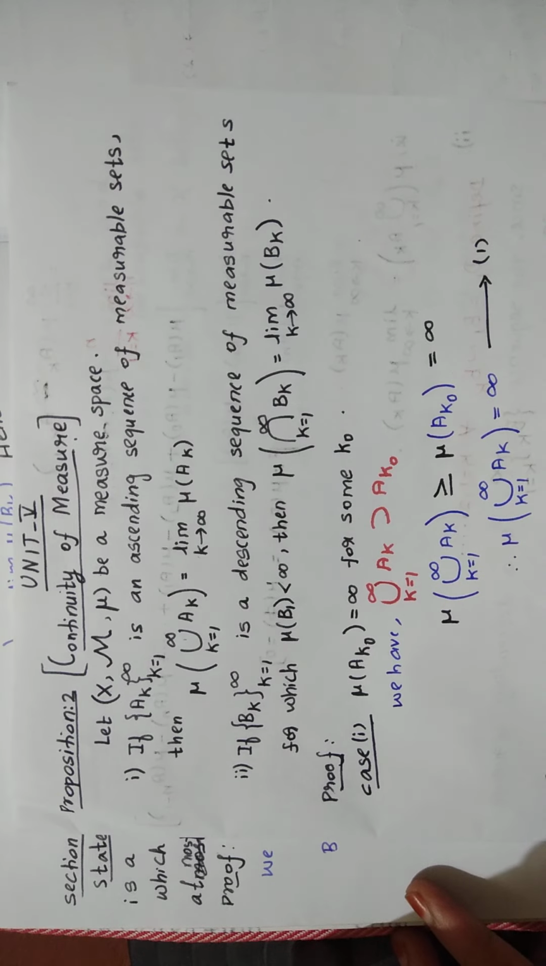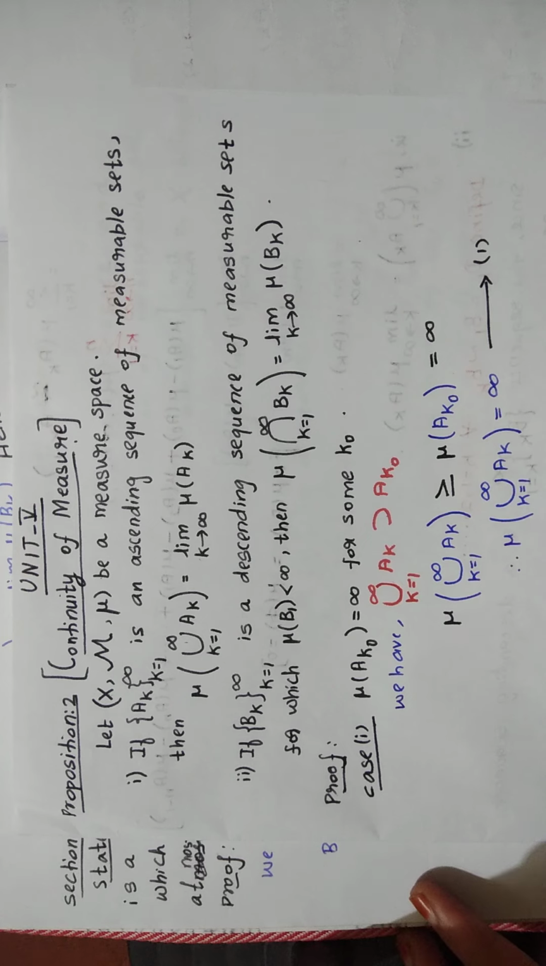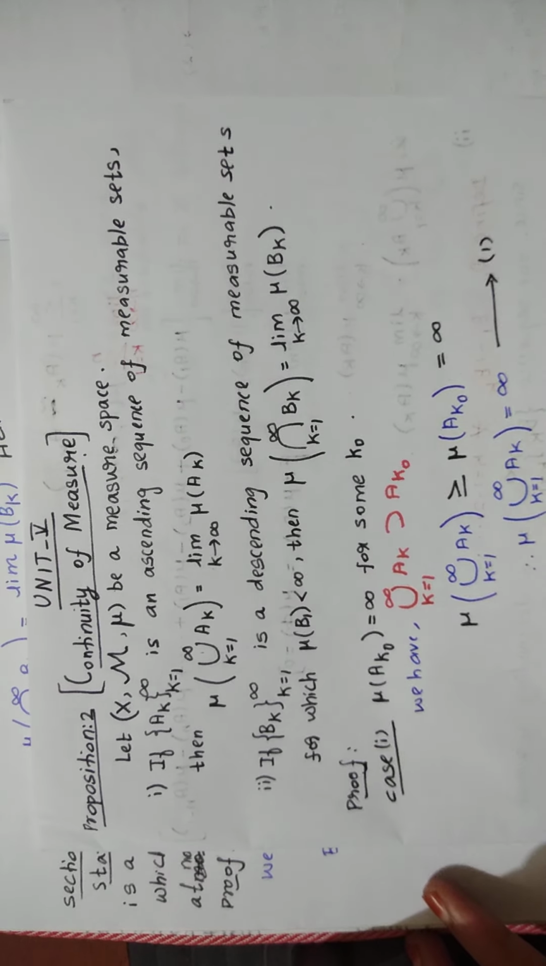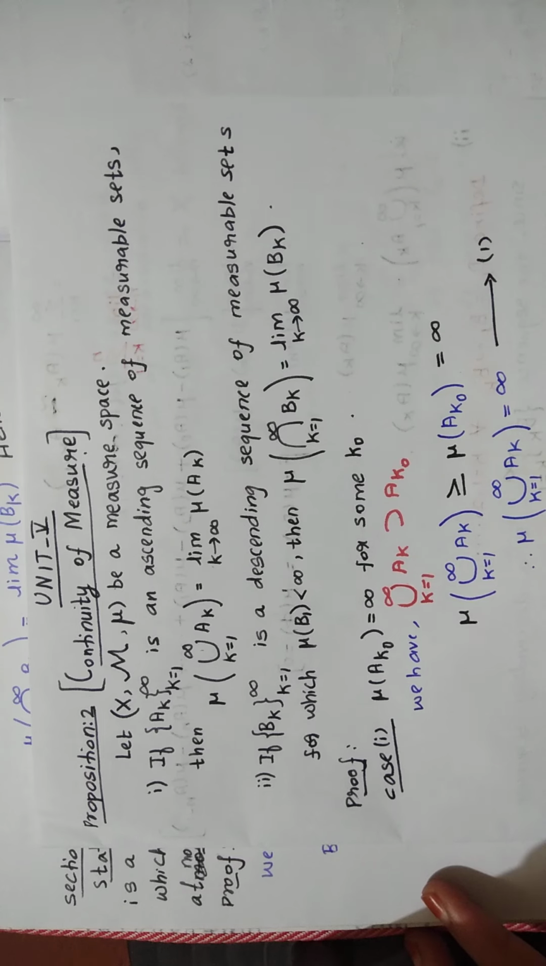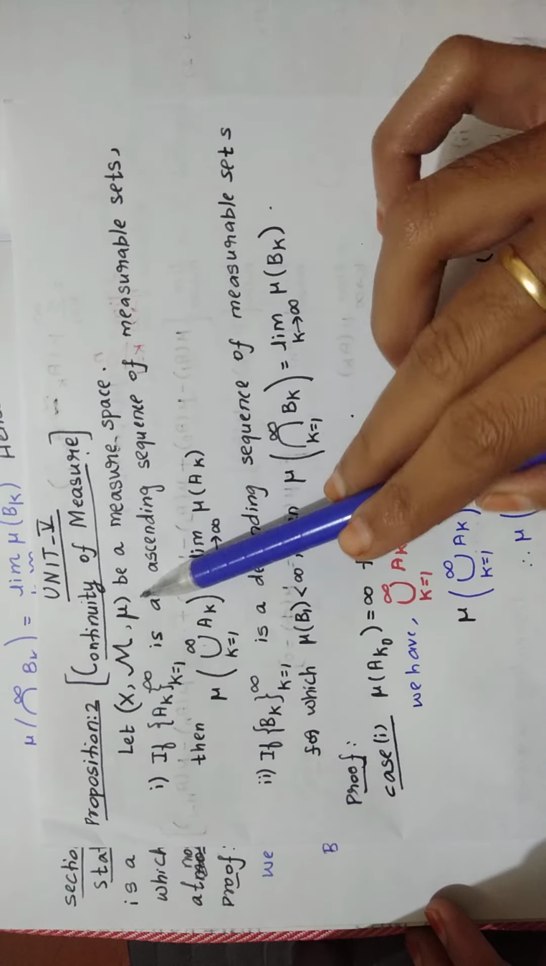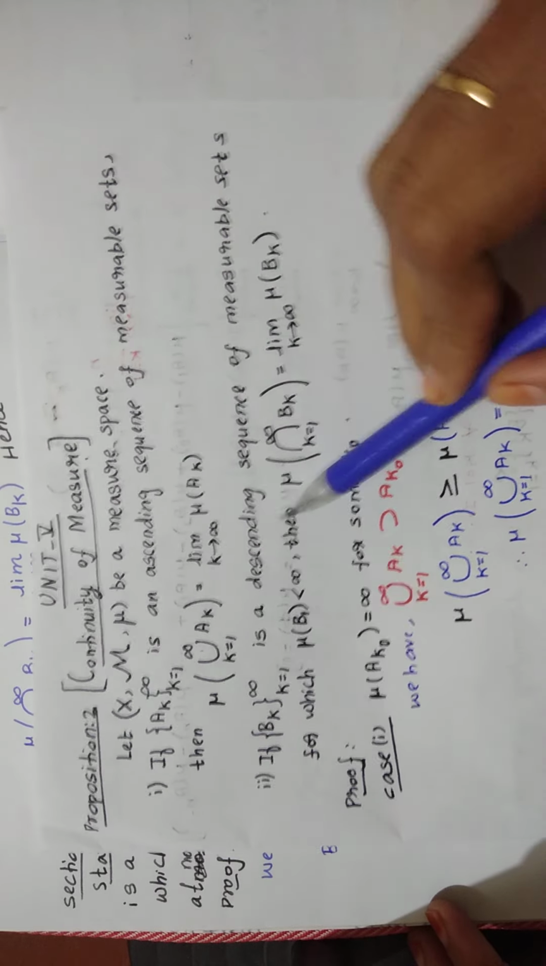Here X denotes a set, okay. Script M denotes a subset of X. Is that clear? Now mu denotes a measure. You are denoting measure using this mu. Is that clear? So they are saying this is a measure space. A measure space is given to you, and by giving that they are asking us to prove these two conditions.